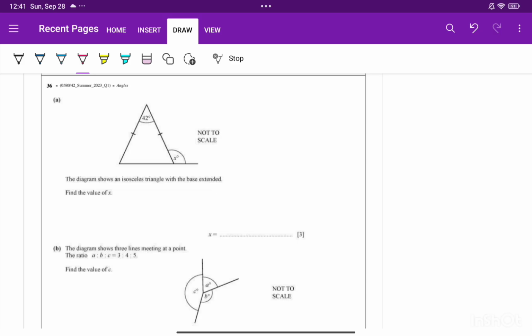Okay, question number 26 has been taken from May June 2023. Question 1, part A. The diagram shows an isosceles triangle with a base extension. Find the value of x.